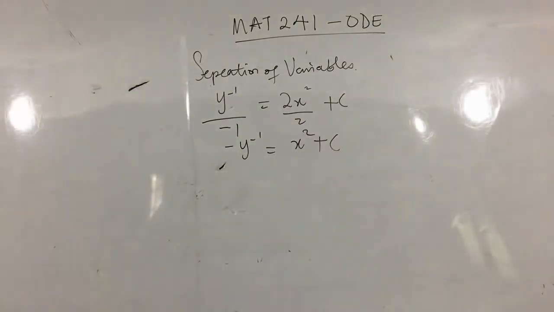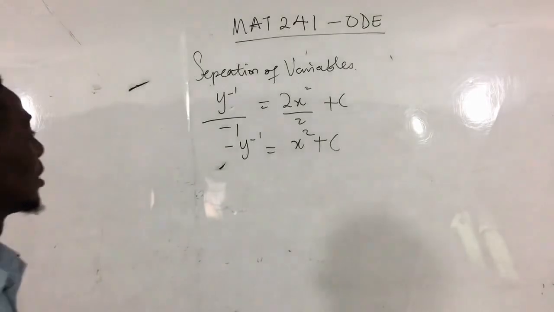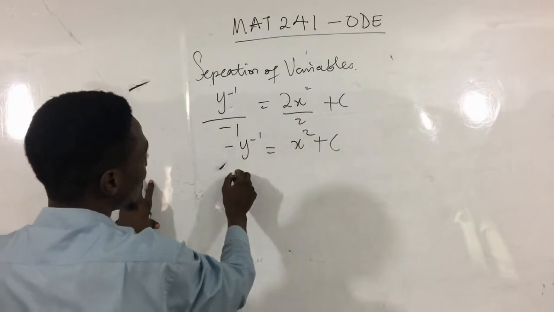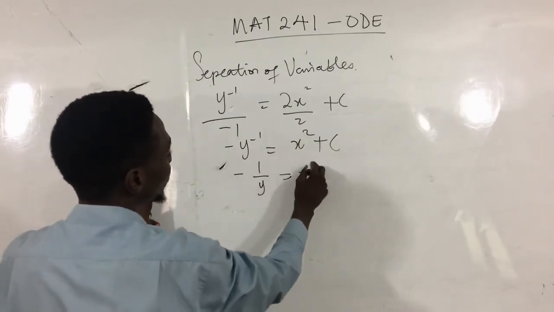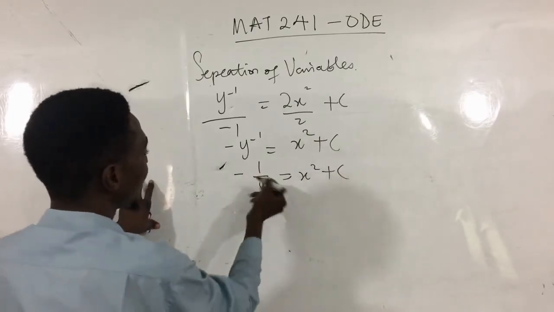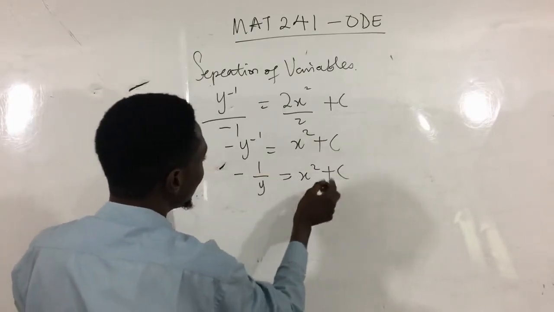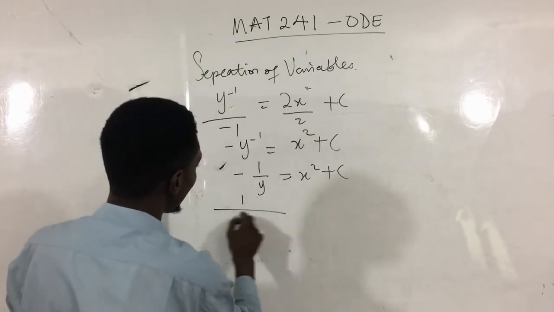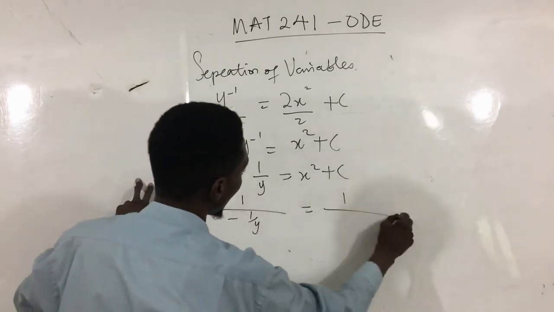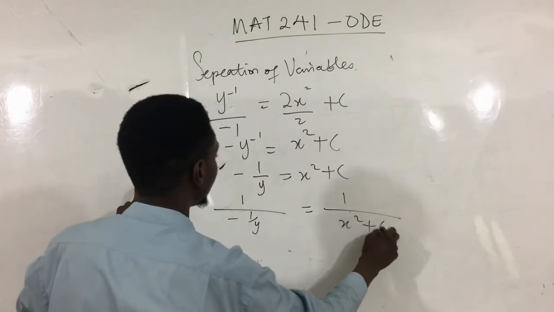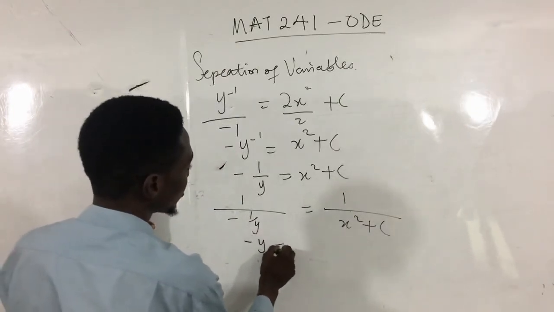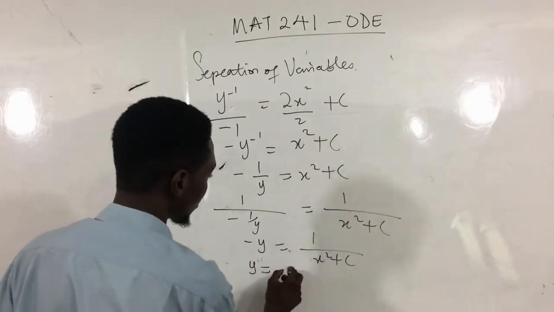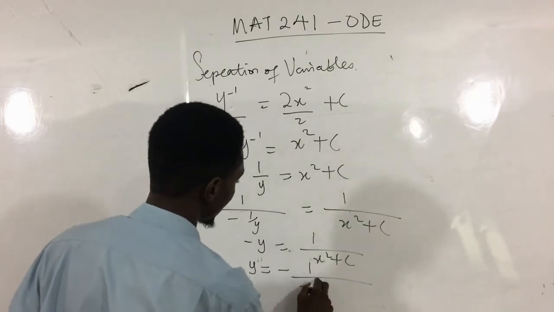Now, what are we looking for? We're not looking for y raised to power minus 1, we're looking for y. So that means this is 1 over y, okay? So instead of saying y raised to power minus 1, we'll just say minus 1 over y equals x squared plus c. So from here, we can take the reciprocal of both sides. So we can say that 1 over minus 1 over y equals 1 over x squared plus c. So that gives us minus y equals 1 over x squared plus c. Okay, and then y equals minus 1 over x squared plus c.